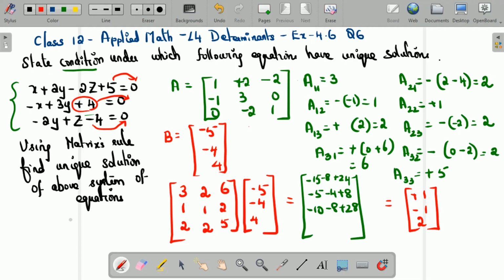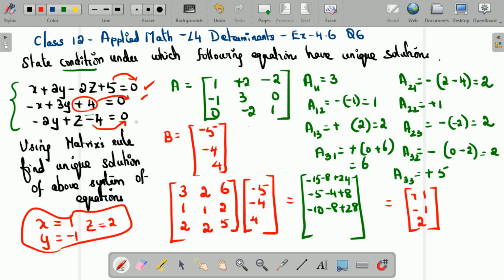So comparing with the variables, we will be able to say that x is equal to 1, y is equal to -1, and z is equal to 2. You can check your answers by substituting them here. So 1 minus 2 is -1. Then you have a -4, so this is -5 plus 5 is equal to 0. So this is done. Now let's check here. -1 minus 3 is -4, plus 4 is 0. So this is also right. Now x is not there in this one, so -2 into -1 is +2, plus 2 is 4. 4 minus 4 is 0. So we can verify that our answer is right by substituting the values in the equations.